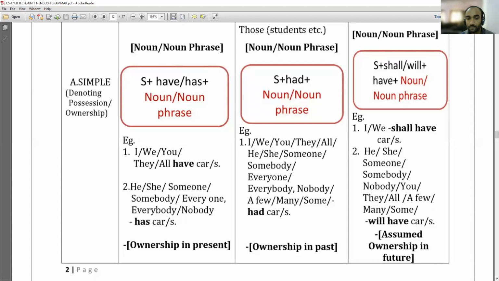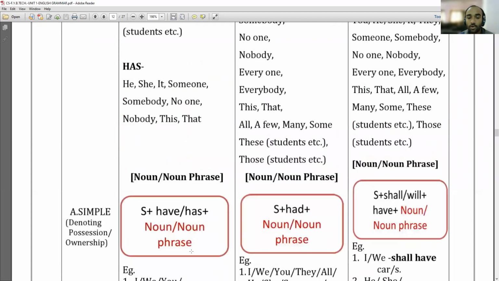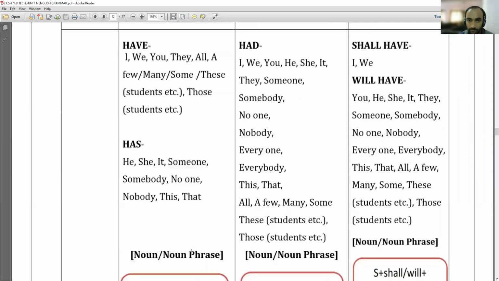Okay, so this is the supporting word which shows the possession of anything or any object, or it shows the ownership. Okay, so for showing the ownership in the present we use have or has plus noun or noun phrase.